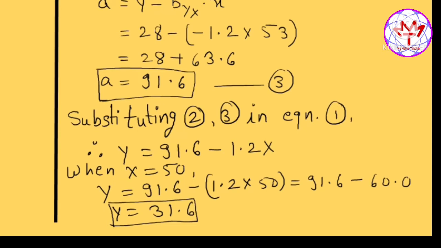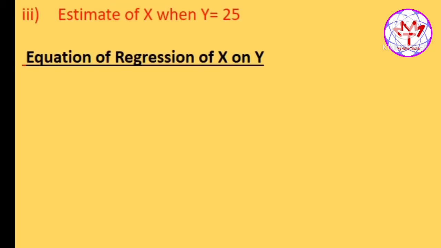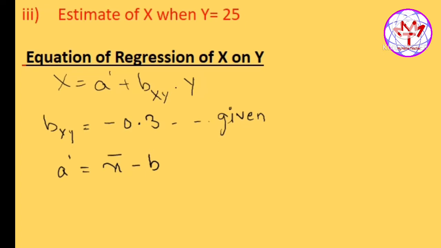Now we'll start with the third sub-question. In the third sub-question, we are asked to estimate x for y is equal to 25. That means we have to find the equation of regression of x on y. It is x is equal to a dash plus bxy into y. Now over here we have been given bxy as equal to minus 0.3. This is given. Now we need to find out the value of a dash.